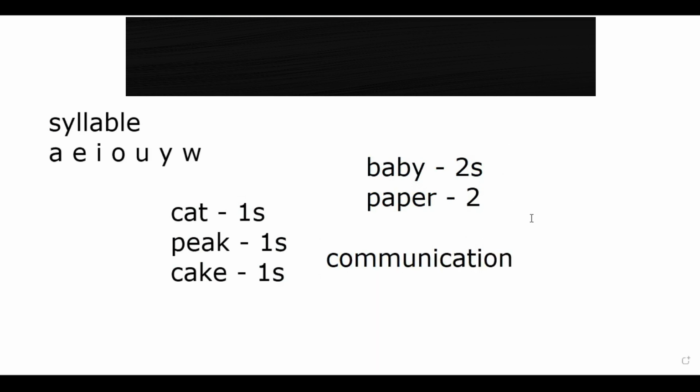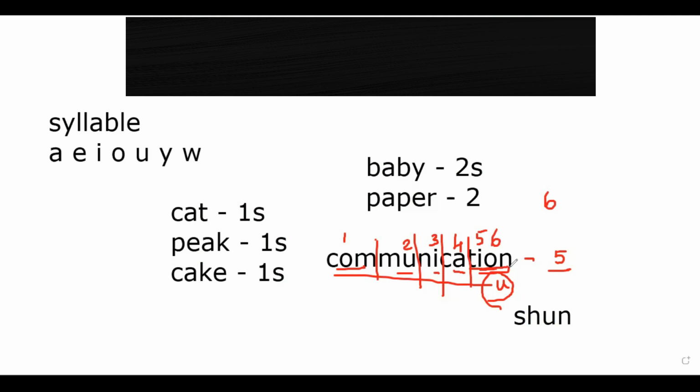C-O-M-M-U-N-I-C-A-T-I-O-N. How many syllables are there? Communication. 5. Perfect. So how many vowels are there in this word communication? I'm asking how many vowels are there, and how many syllables are there? 6 vowels. We are writing 6 vowels in this word, but only 5 syllables. How? Syllable is the most important topic for the rules.